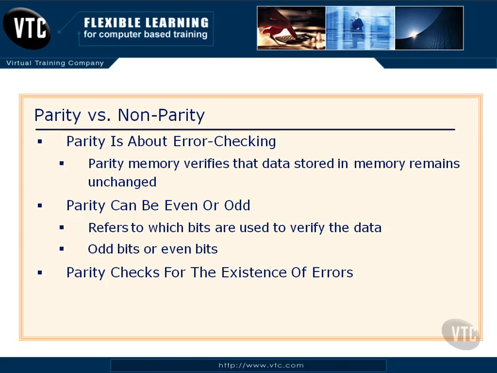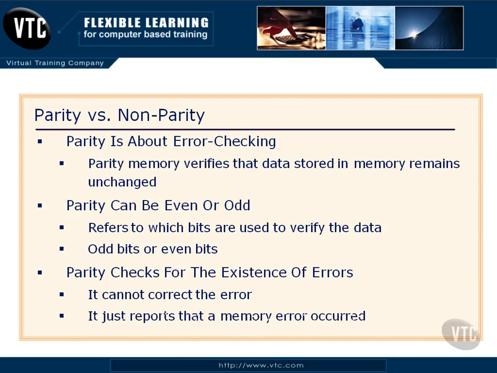Now understand, parity is checking for the existence of errors. It's going to flag it and tell us, hey, wait a minute, you're sticking stuff in memory, and then when it comes out of memory, it's different. So you've got some memory errors, and you need to take some sort of steps to correct it. So parity will report to me that there are errors. However, it doesn't have the ability to correct those errors. It just reports that a memory error has occurred.